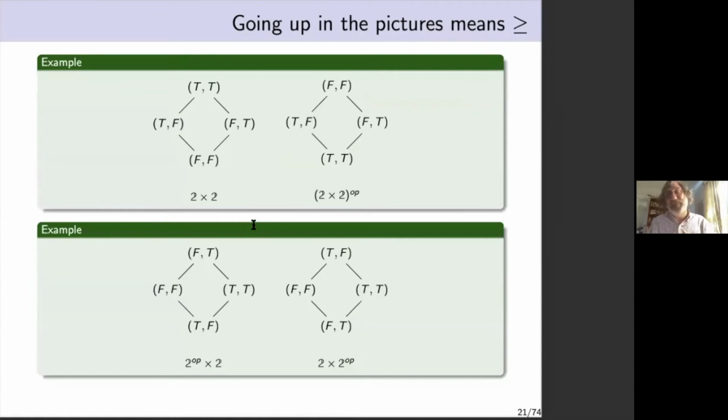Now, if you multiply things, so here's 2 times 2, you compare them pointwise. So false false is less than true false because they're less than each other spot by spot. This is 2 times 2, and this is 2 times 2 upside down. So I took the 2 times 2 over here and flipped it upside down. This is 2 op times 2. I took the 2 op times 2, and notice it's different from all the others. And this is 2 times 2 op, which is this one upside down. And so I'm doing this.